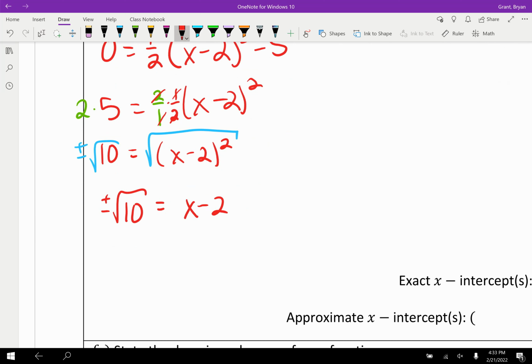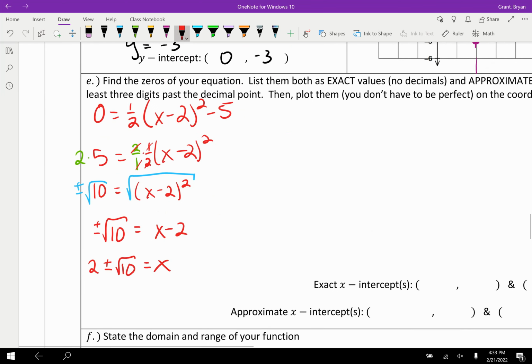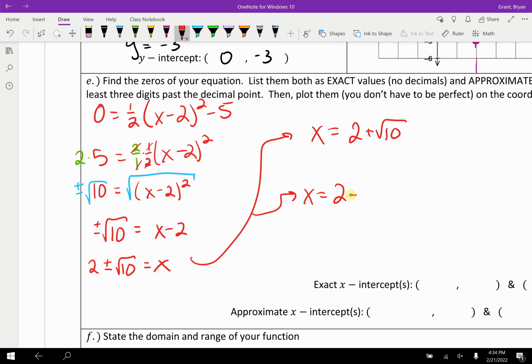From here, we should probably add the 2 to both sides to positive 2. And we have our x's. But we run into that same issue as before. Let's see these as two different equations. x equals 2 plus the square root of 10. x equals 2 minus the square root of 10.